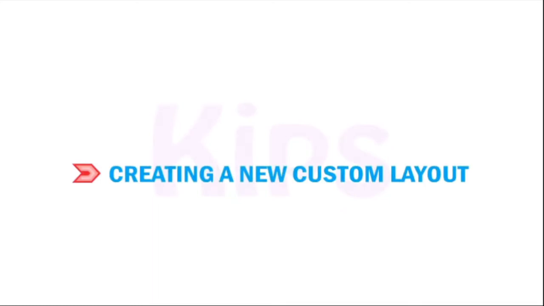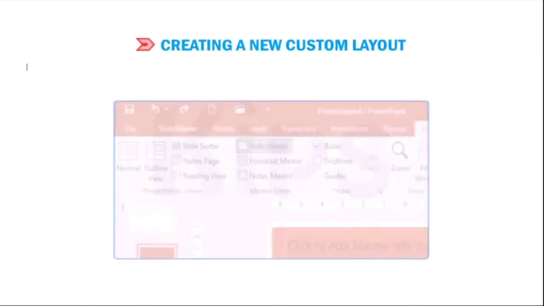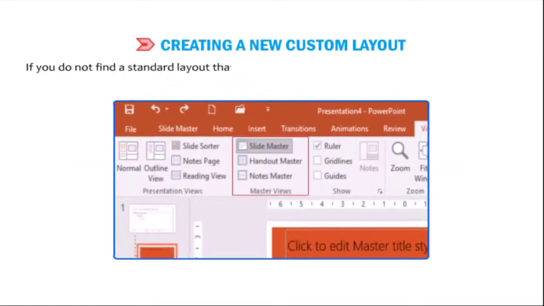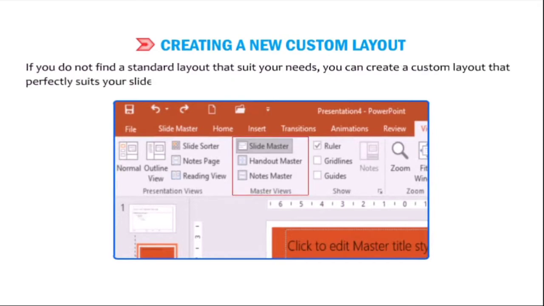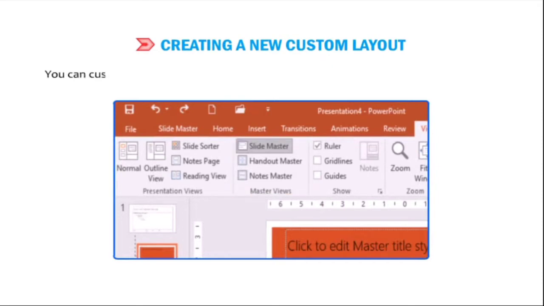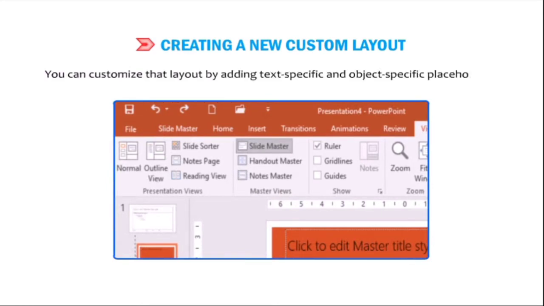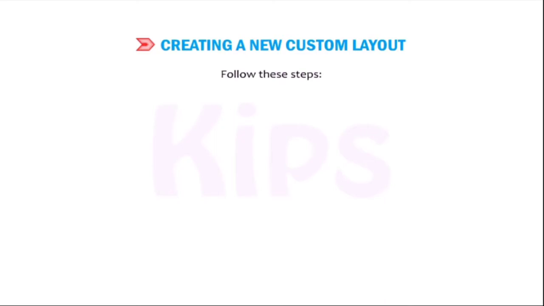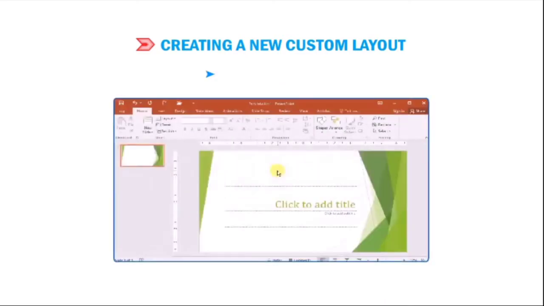Okay, let us learn how to create a new custom layout. If you do not find a standard layout that suits your needs, you can create a custom layout that perfectly suits your slide content. You can customize that layout by adding text-specific and object-specific placeholders. Follow these steps. Click on the View tab.